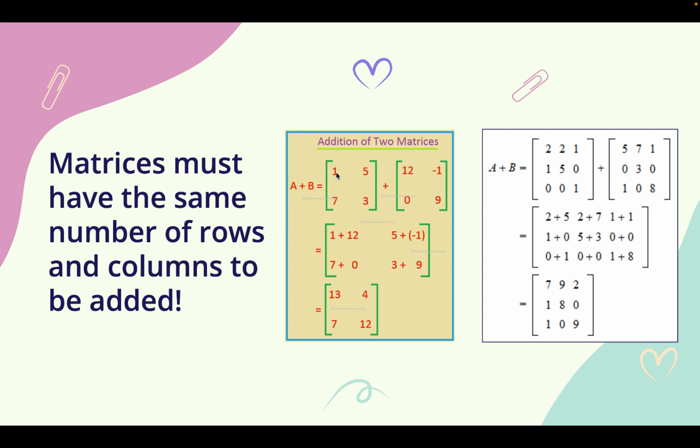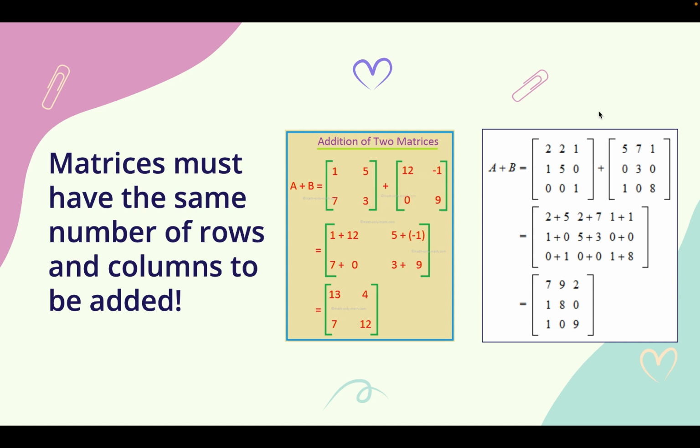So here, you would add 1 plus 12. You would here add 5 plus -1. You would add 7 plus 0. And you would add 3 plus 9, which would give you 1 plus 12, 13. 5 plus -1, which is 4. 7 plus 0, which is 7. And 3 plus 9, which is 12. So you add based on which area corresponds to which. So here, 12 is in the same area as 1. 5 is in the same area as -1. 7 is in the same area as 0. And 3 is the same area as 9.